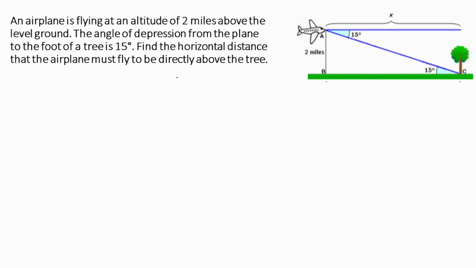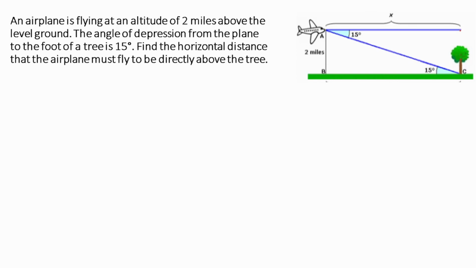It says an airplane is flying at an altitude of 2 miles above the level ground. The angle of depression from the plane to the foot of a tree is 15 degrees. Find the horizontal distance that the airplane must fly to be directly above the tree. So we have two angles here, and we know that they're 15 degrees. Up here, we want to find out what this x is.